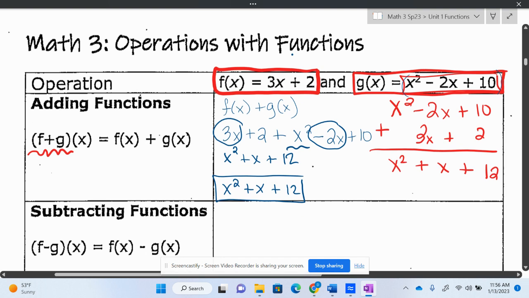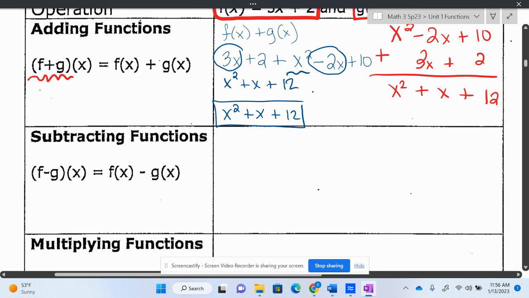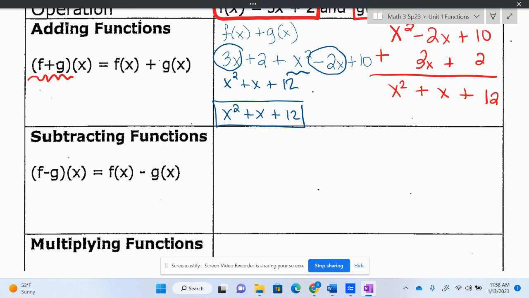Okay, let's talk about subtracting functions. So this says f minus g of x, which is the same thing as saying f of x minus g of x. So remember that our f function is 3x plus 2, and from that, we're subtracting the whole g function.